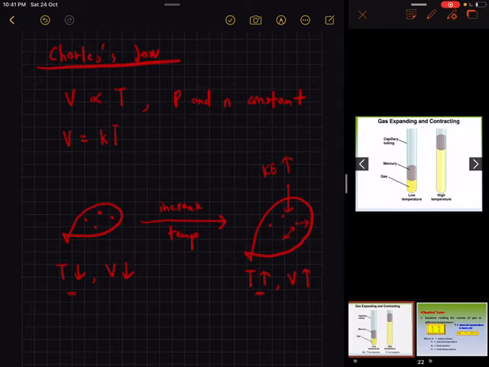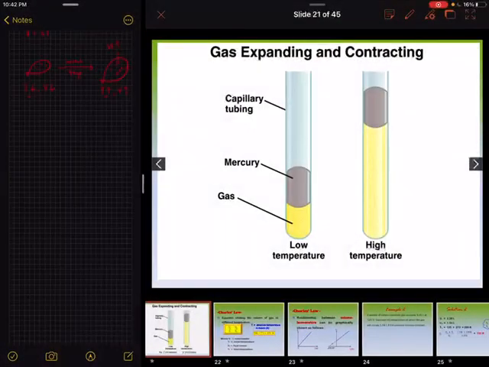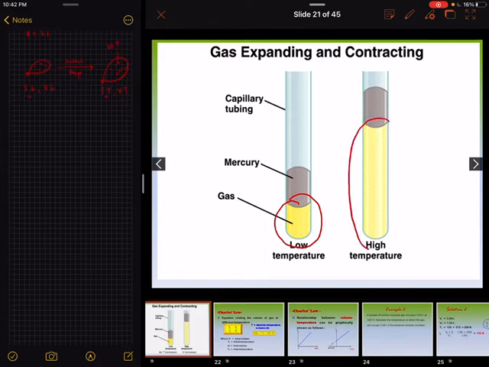Okay, so you can also see here the movement of the gas in the capillary. At lower temperature, this is the volume that will be occupied by the gas. But when we increase the temperature of the gas, or the temperature of the container, you can see the gas has expanded. So the volume of the gas has increased.